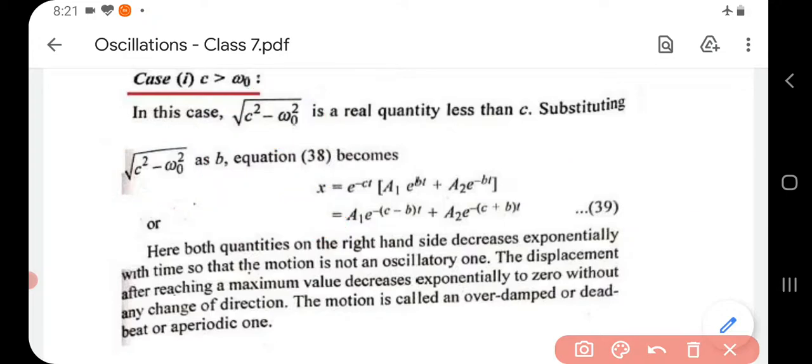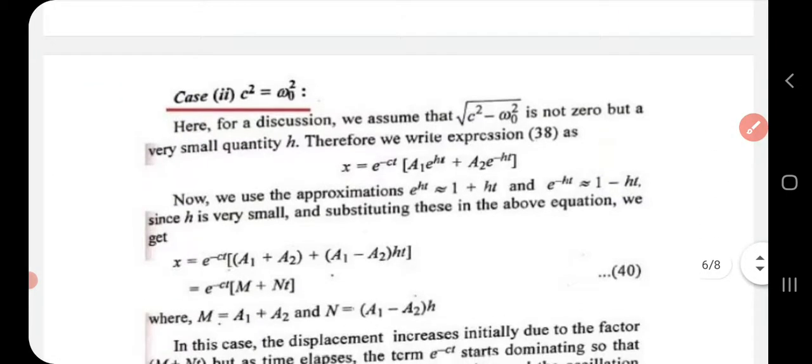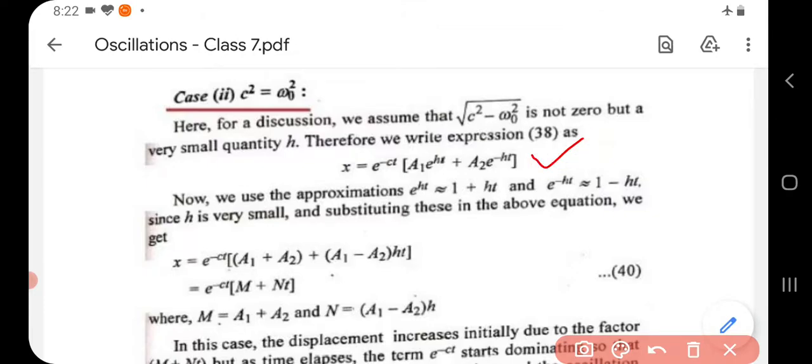Now let us consider the second case, that is, when c square equals omega 0 square. In such cases, the square root of c square minus omega 0 square is not 0. Instead, it will have a small quantity, say h. So replace that term, root of c square minus omega 0 square, with the small letter h in equation 38. So equation 38 will reduce to like this. Now you just assume that e raised to ht equals 1 plus ht and e raised to minus ht as 1 minus ht. Now substitute that value in this equation.